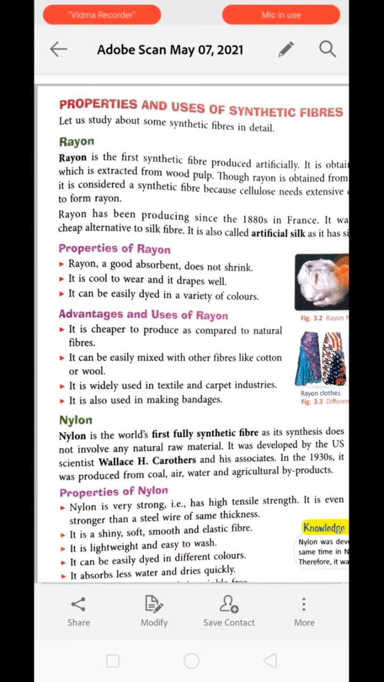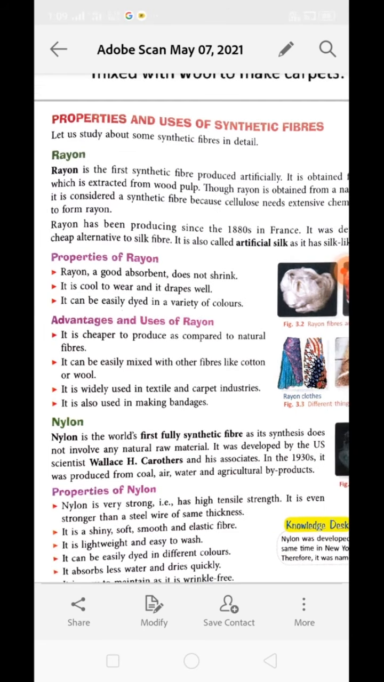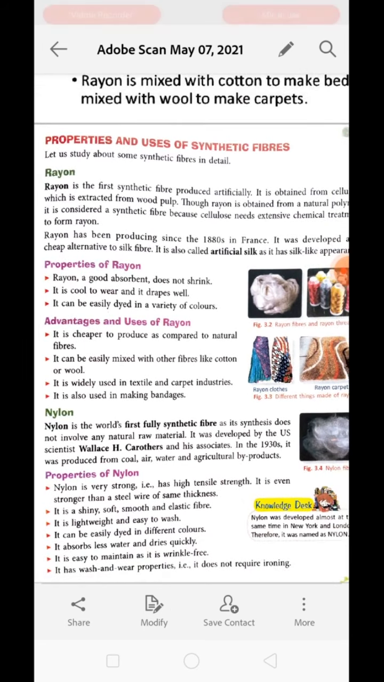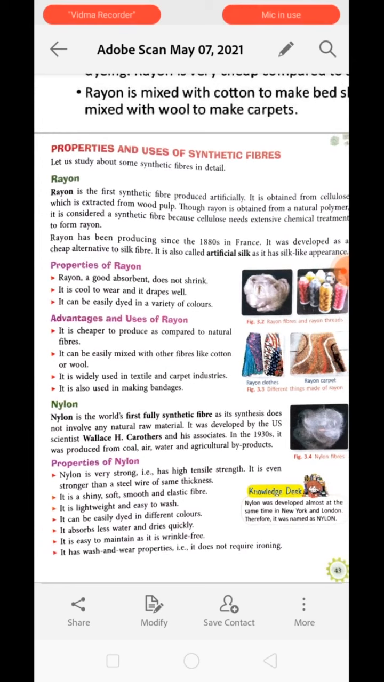Rayon was the first synthetic fiber produced artificially. It was a semi-synthetic fiber. The reason is that it is obtained from, you can see, wood pulp. It is obtained from cellulose, which is extracted from the wood pulp. But as it is obtained from cellulose, which is a natural polymer, and it has been passed through extensive chemical treatment, that is why it is called semi-synthetic fiber.